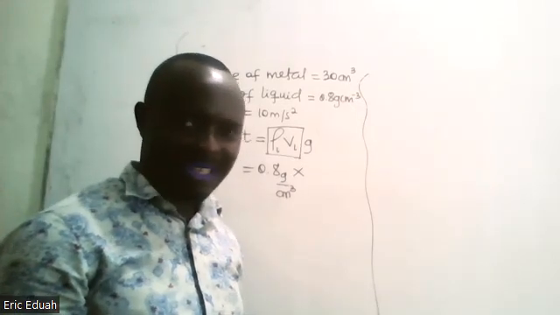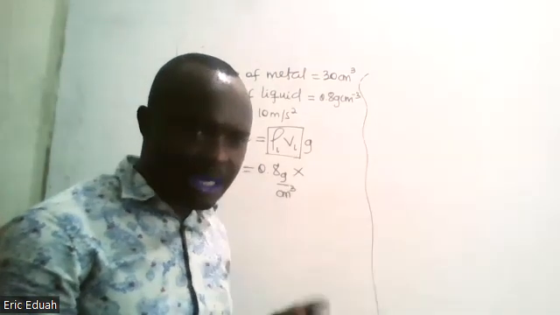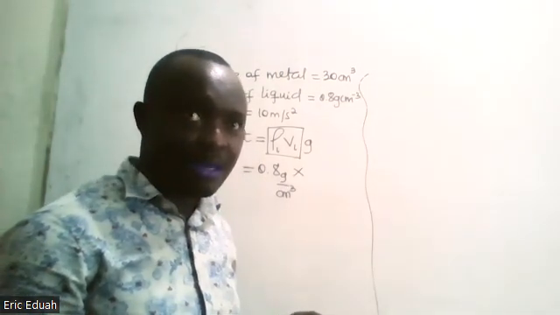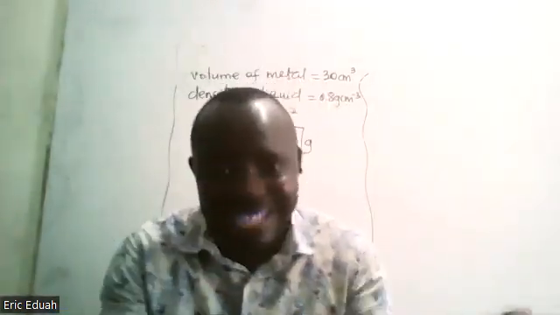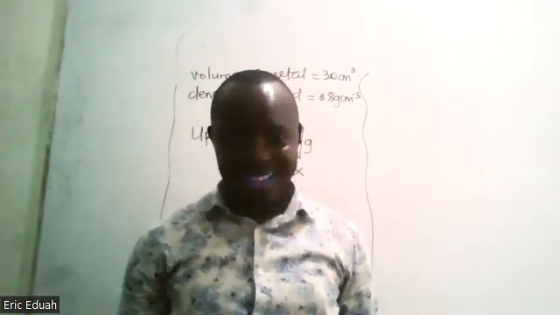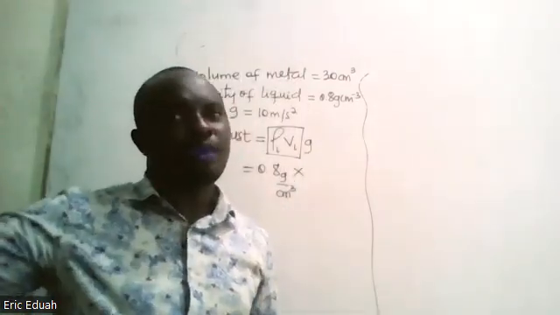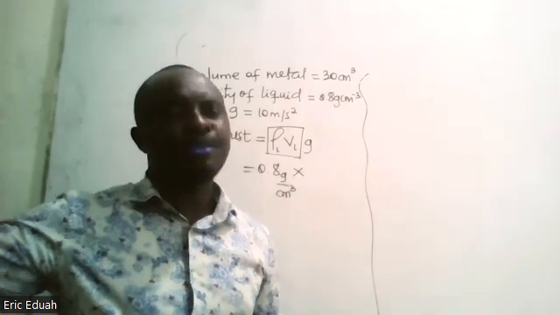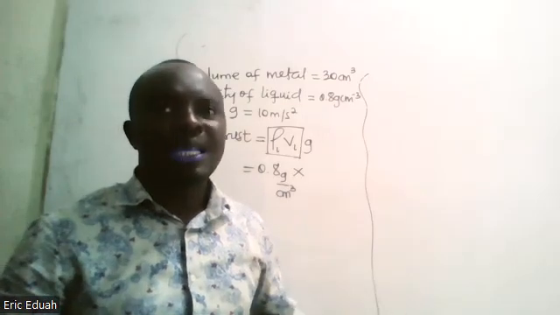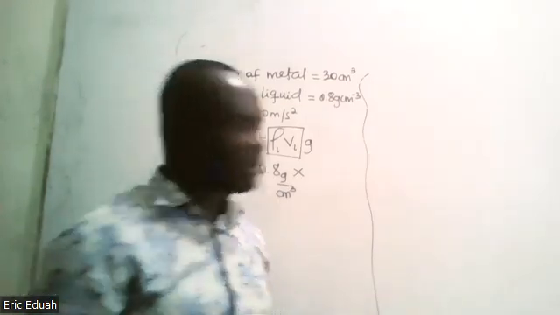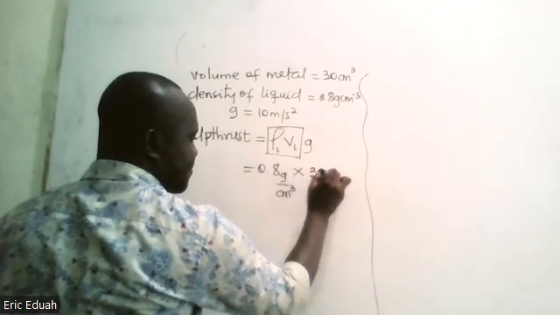Because the object is totally immersed, it shows the displaced space. So the volume of the liquid displaced will be equal to the volume of the piece of the metal, because we are told from the question that it is totally immersed within. So I was just looking for the reason.